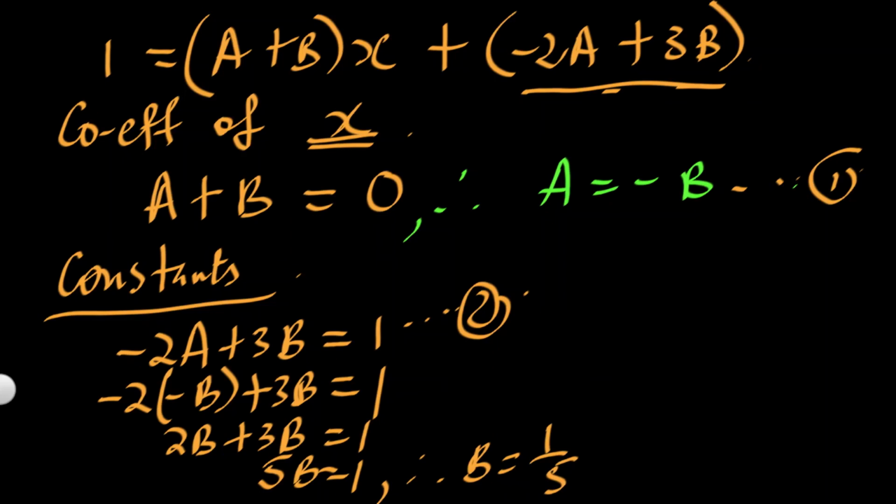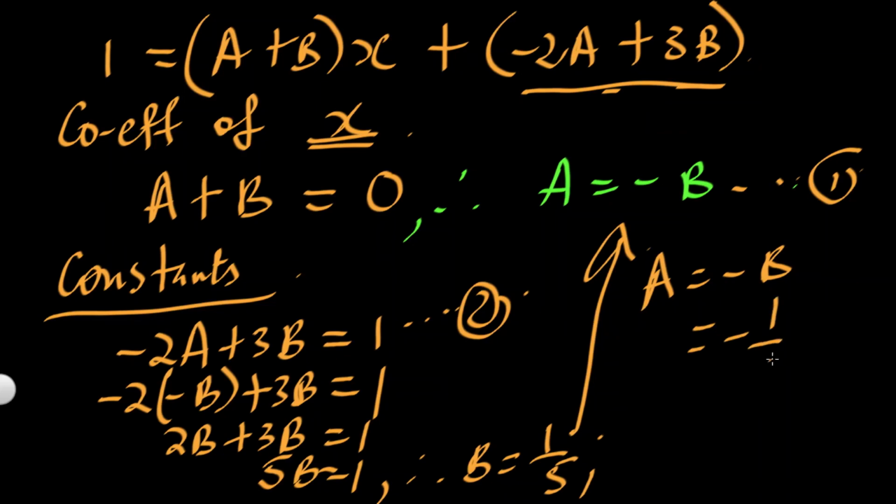Remember, we got this answer already. We know this answer, but we're using a different method. This is the method of comparing coefficients, comparing constants, etc. And we take this back here. We know that a is equals to minus b, which means a is equals to minus 1 over 5 because b is 1 over 5. We now have our a and b using a different method.